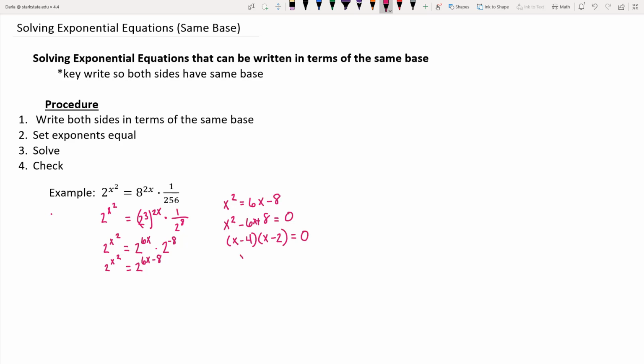And so if we set each of those factors equal to 0, we can see that we get x equals 4 and x equals 2. And so our solution set is 4 and 2, and then you would check each one, and that completes solving exponential equations as both of these work out.